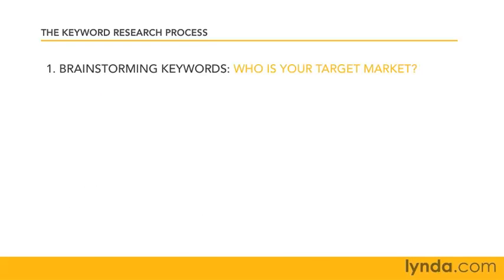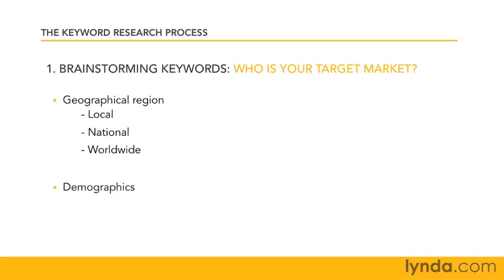Step 1 of your keyword research strategy is to brainstorm your keyword phrases. To get you started with brainstorming, you should think about who your target market actually is. Where do they live? Does your website target only a specific geographical area? Or the entire nation? Or even the whole world? What about their demographics? Are they mostly male or female? How old are they? What's their income?